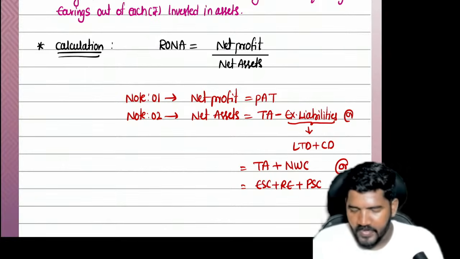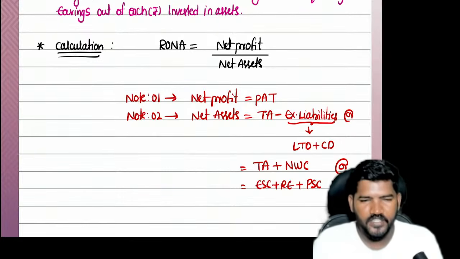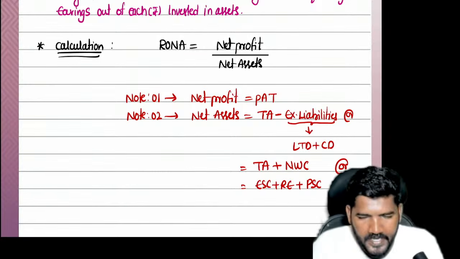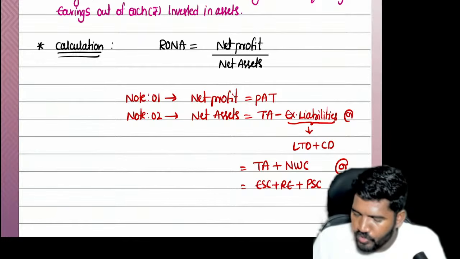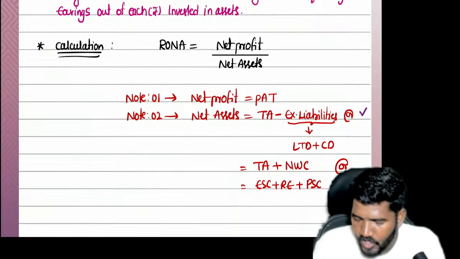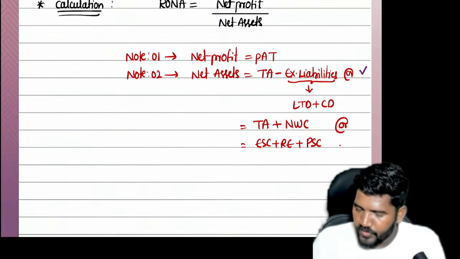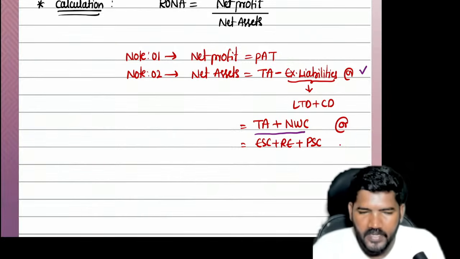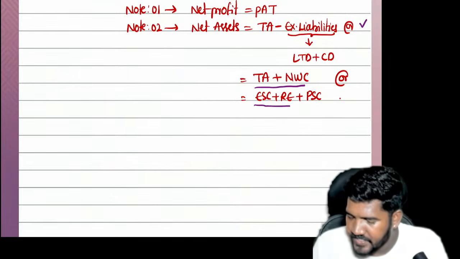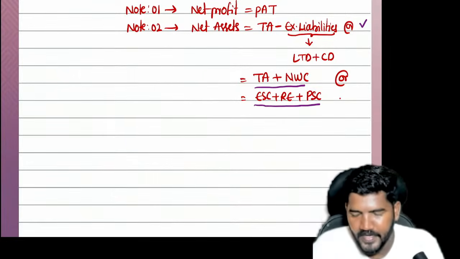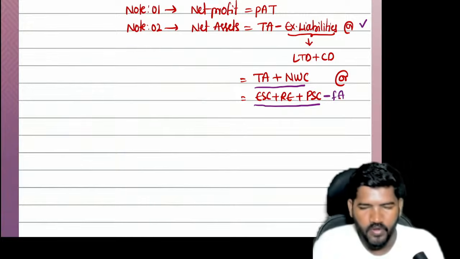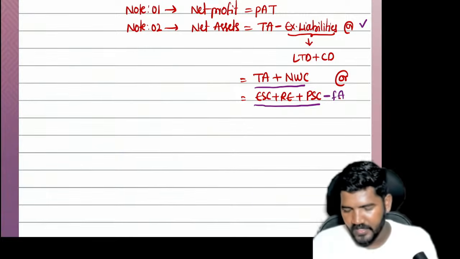You already know. But when it comes to net assets, we have two types of calculation. We can use the balance sheet asset side, or we can use the liability side. From the asset side, total assets minus external liability. The word external liability means long-term debt and current debt. Another alternative is total assets plus net working capital. Next, another alternative calculation: equity share capital plus retained earnings plus preference share capital minus fictitious assets. So these are the three alternative calculations we have. Based on the information, you can pick that formula.